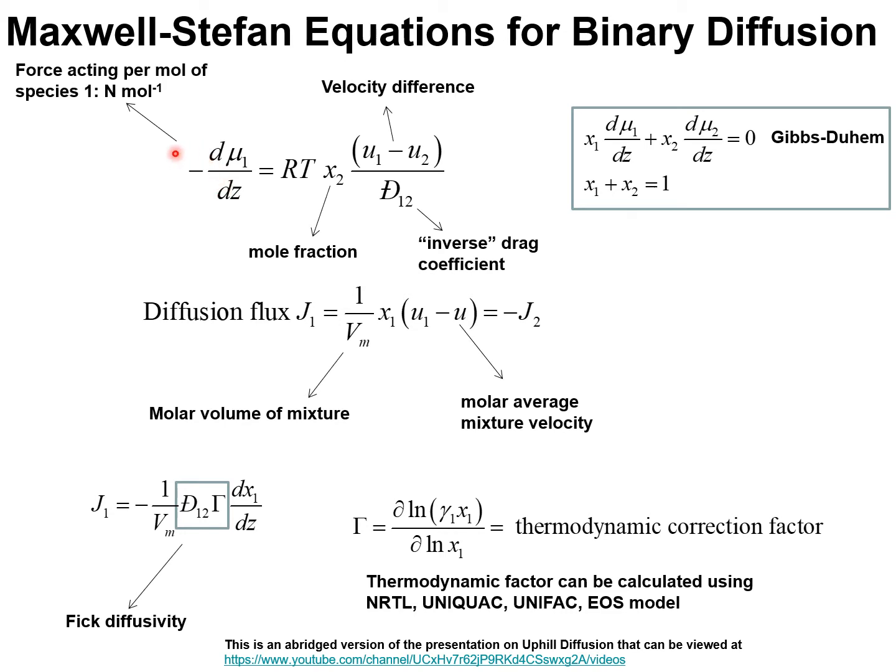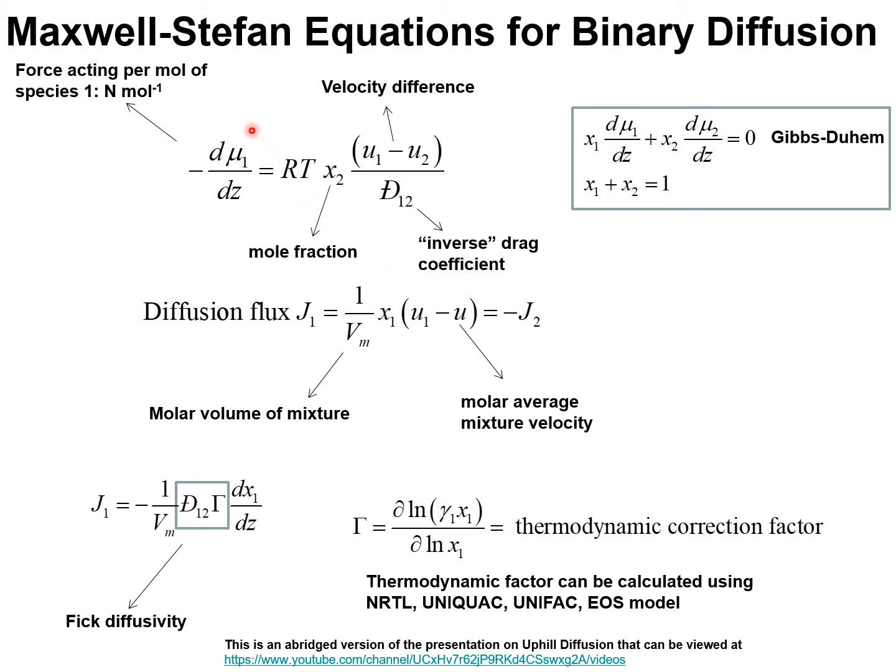In the Maxwell-Stefan formulation, the force acting per mole of species 1 is balanced by the friction species 1 experiences in undergoing relative motion with respect to species 2. The frictional term must be proportional to the composition, and we take that proportionality to be represented by the mole fraction of component 2. The physical significance of the Maxwell-Stefan diffusivity, where we use the symbol D with a line through it, is that it represents an inverse drag coefficient.